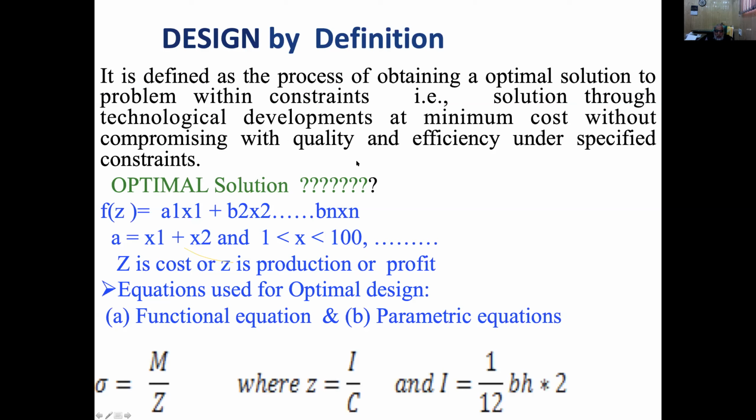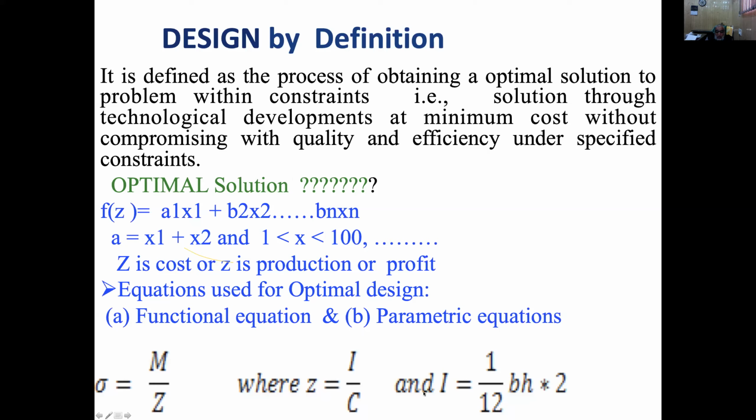If you have to design, you have to build a mathematical model, and here you can see the mathematical model, which consists of a function, and the function is to be optimized. It is to be minimized or maximized under certain operating conditions. There are two sets of equations used for optimization: functional equations and parametric equations. Functional equations are those equations which perform the function. For example, in this slide the functional equation is given as sigma = M/Z, which is used to find the stress when a bending moment is created on the beam.